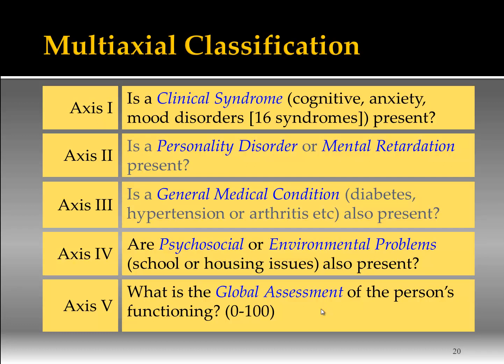When we talk about diagnosing disorders, there are actually 5 axes that psychologists and psychiatrists are asked to diagnose an individual on, either for hospitals or insurance companies or even lawyers in legal cases. Axis 1 up at the top there is basically where we look at clinical syndromes, and there are essentially 16 clinical syndromes such as cognitive, anxiety, and mood.